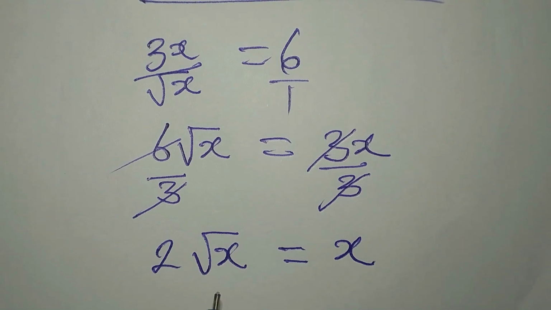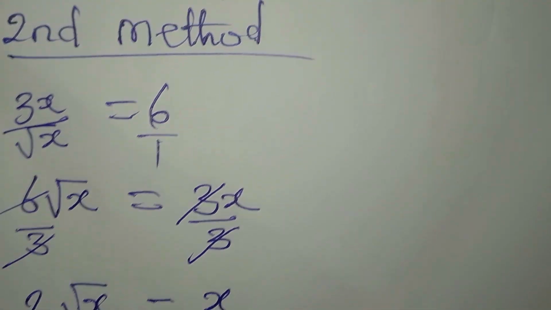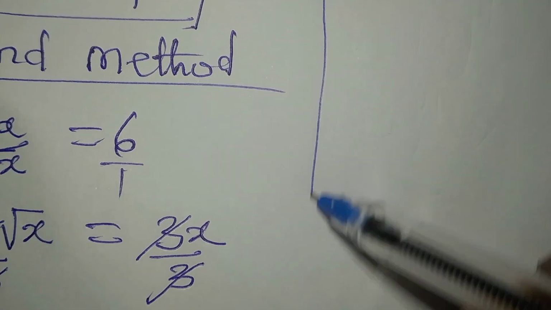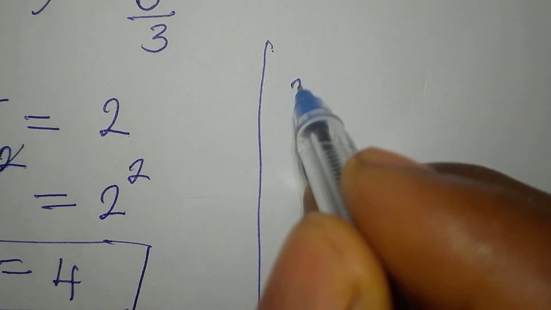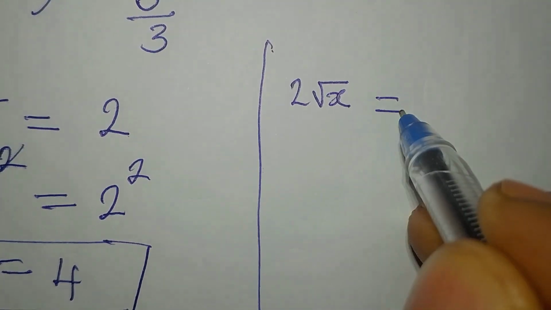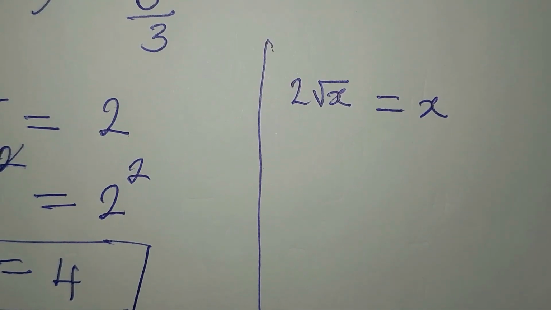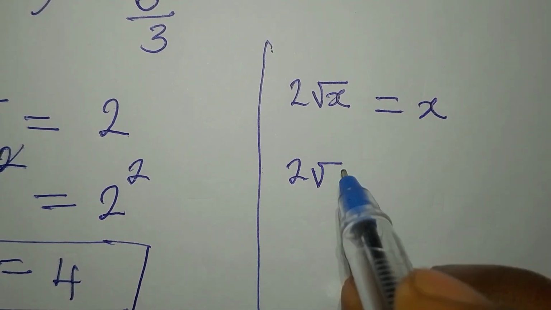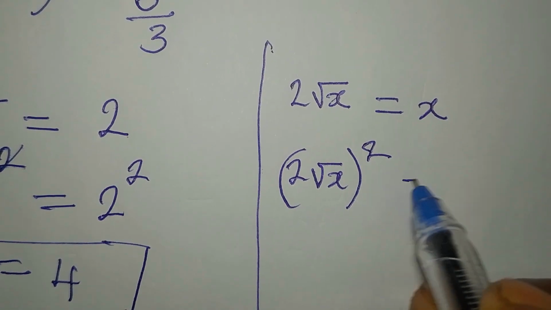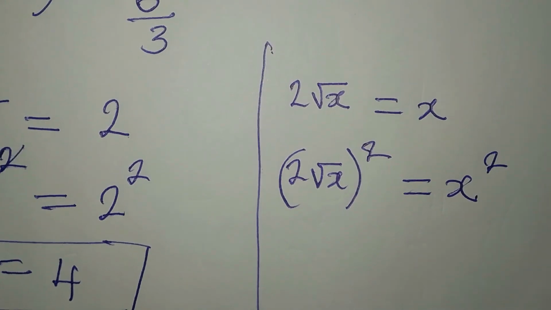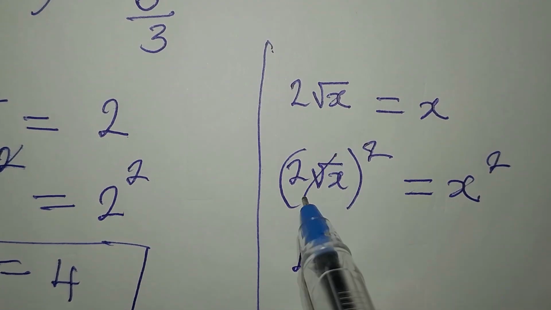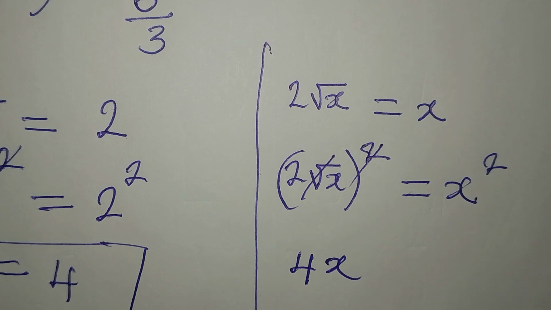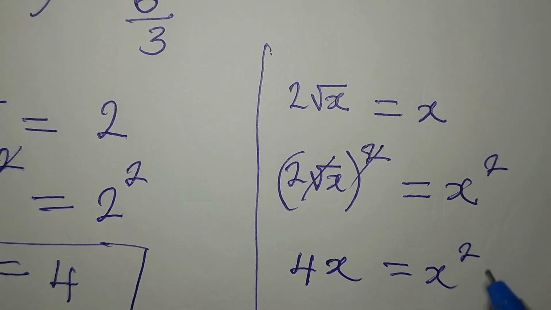We are squaring both sides so that the square root here will go. Let me do it on this side. So what did we have before? We had 2 root x equals x, and we want to square both sides. That means we have 2 root x in bracket squared is equal to x squared. Now 2 here will take that as its power, so we have 4. Then this will now go with this, so that we have 4x, and it's equal to x squared.